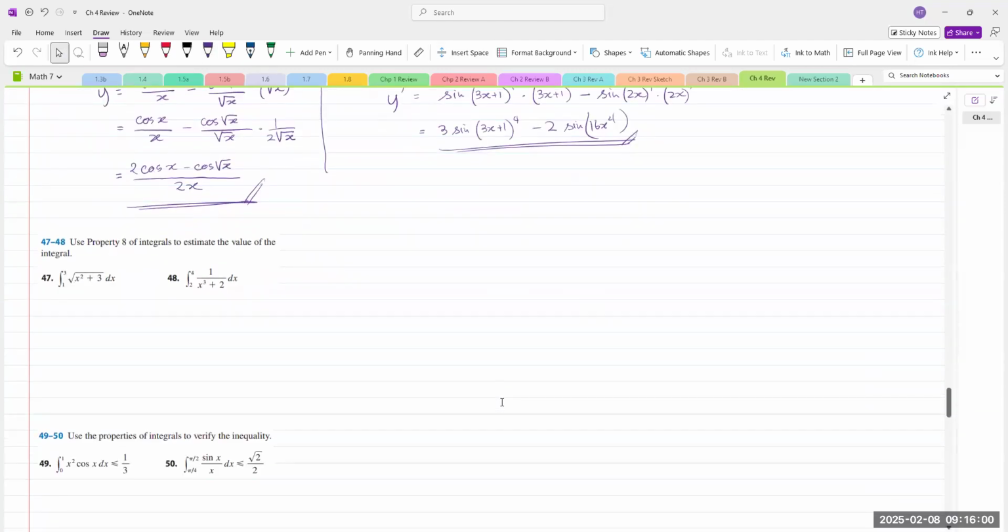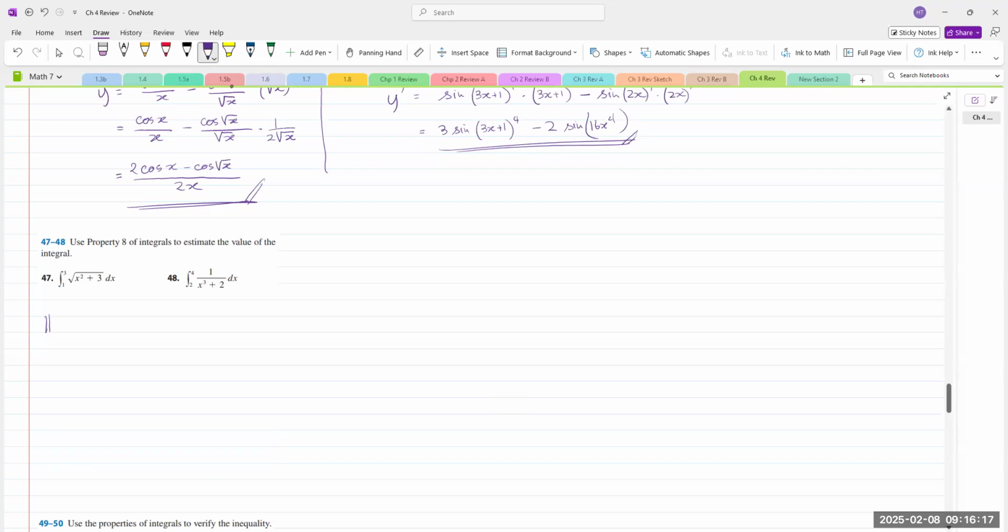Number 47, use property 8 of integrals to estimate the value of the integral. I don't know what property 8 is, but I assume it has something to do with the maximum and minimum. So let's see number 47.